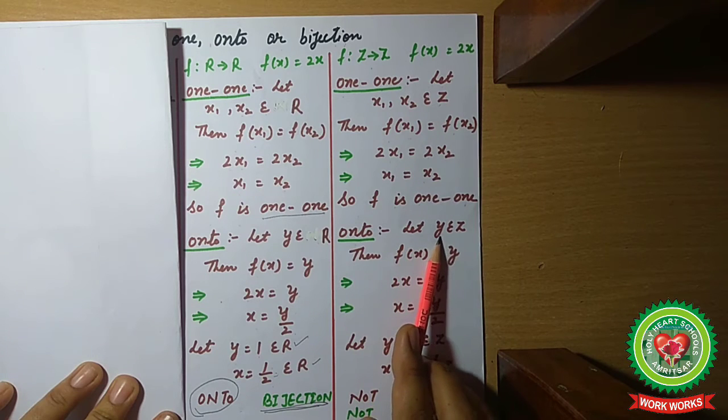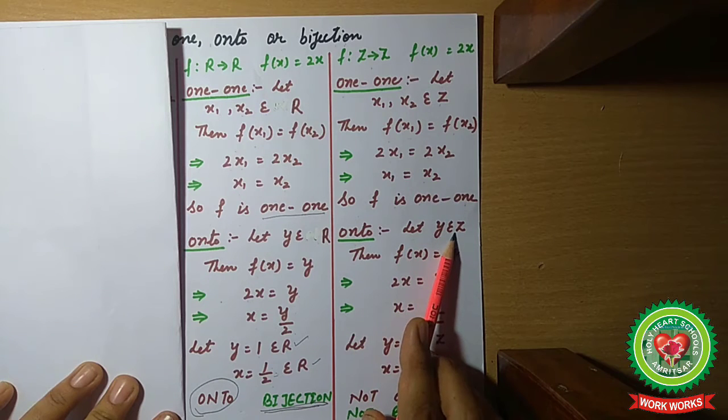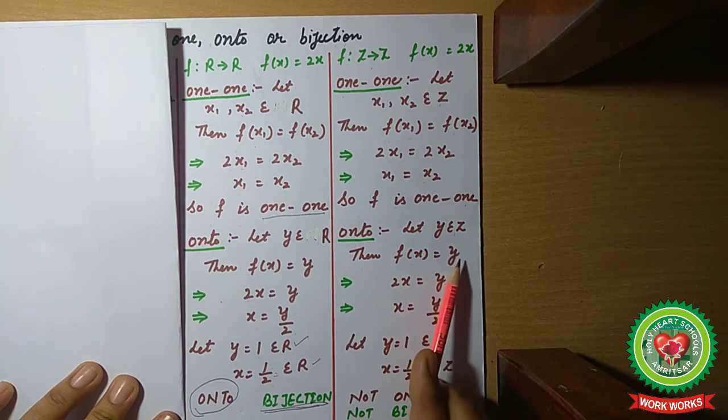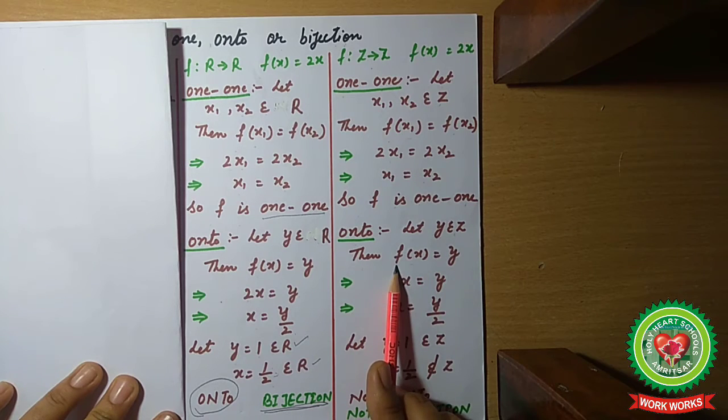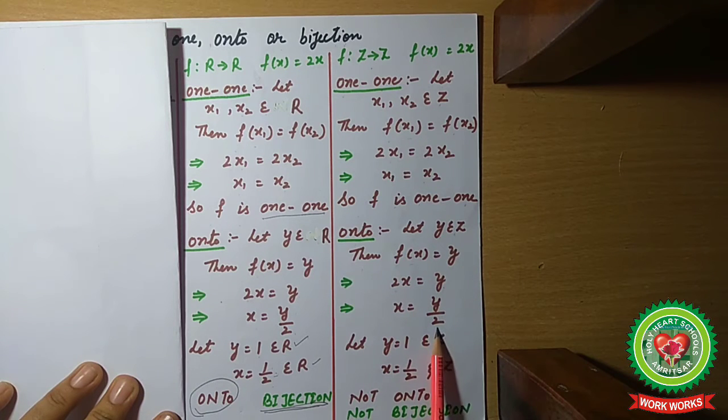For onto, let y belong to the integers Z, then f(x) is equal to y. And what is the value of f(x) here? 2x, so 2x is equal to y. So x is equal to y upon 2. If we put any integer, taking y is equal to 1, which belongs to the integers, then x is equal to 1 by 2, which does not belong to the integers.